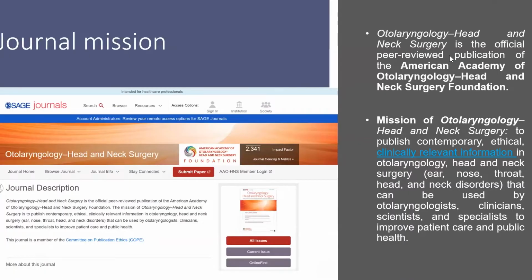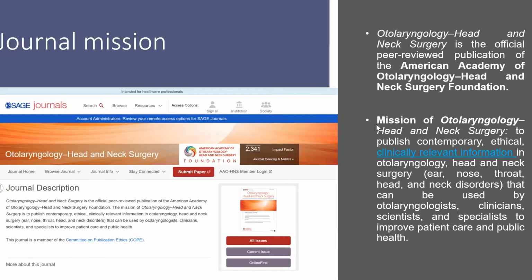So this journal is a journal of the American Academy of Otolaryngology and Neck Surgery Foundation. And the mission of this journal is to give contemporary, ethical, and clinically relevant information in otolaryngology, head and neck surgery. And it's based mainly on clinical evidence. We do publish basic science research, but with a clinical standpoint, because this knowledge will go to the otolaryngologists, clinicians, scientists, and specialists devoted to improving patient care and public health.